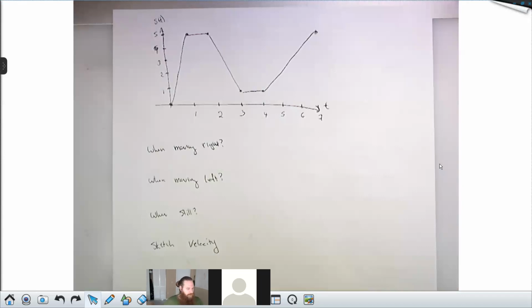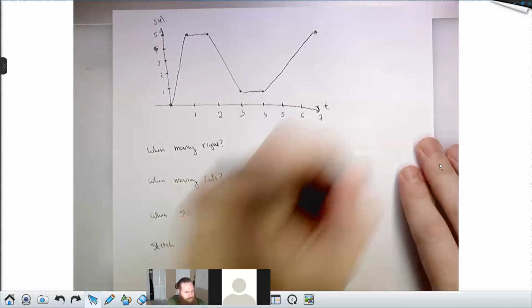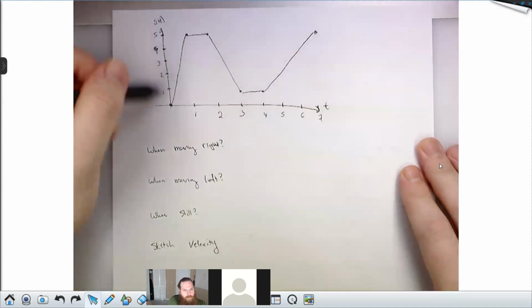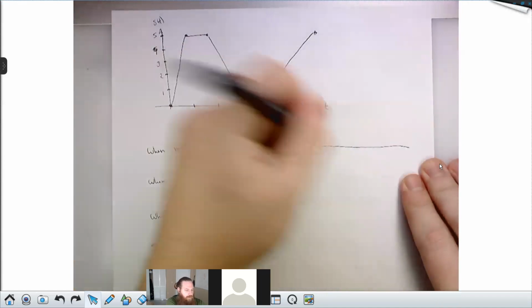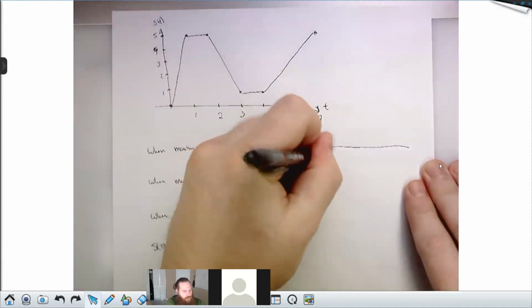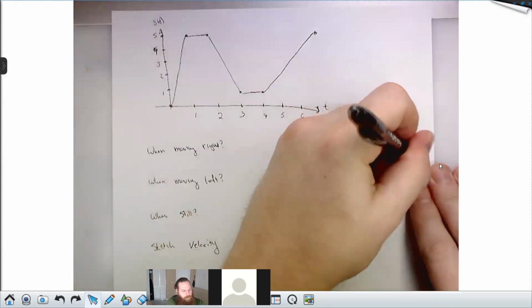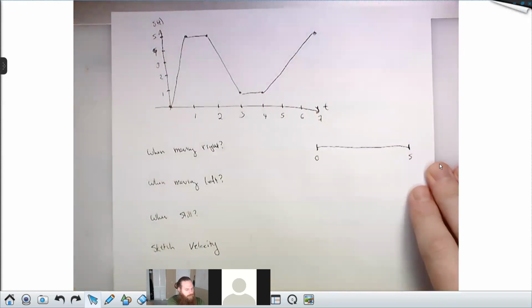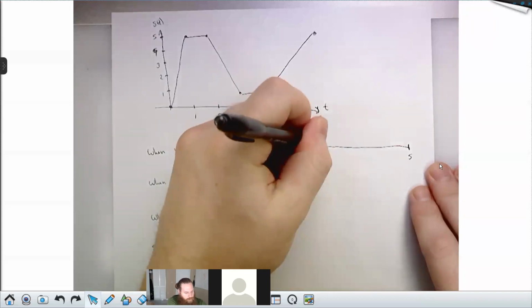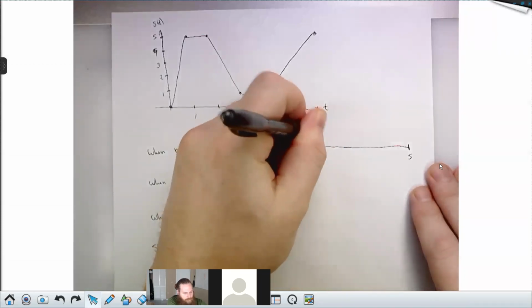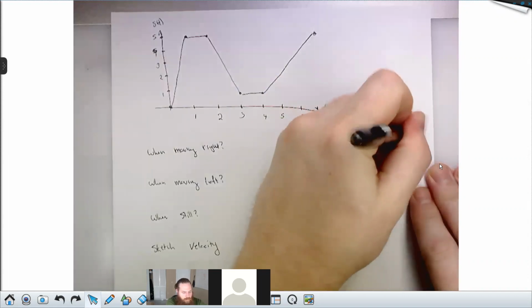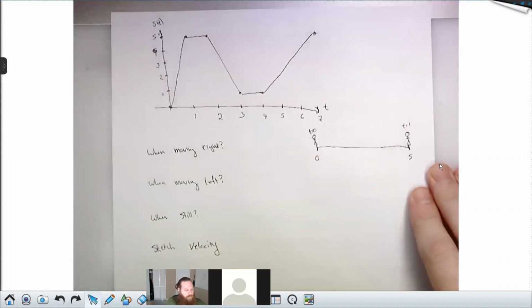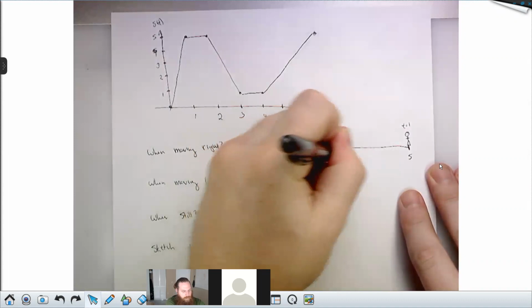I think it will be helpful for us to schematic out the dude's path. So just so we're clear, this is position, this is time. So if I want to draw the dude running back and forth, his position goes from 0 up to 5. He's always running between these things. Time t equals 0, he's over here at position 0. And then he runs all the way out to position 5 by time t equals 1. So he starts by running all the way out here.